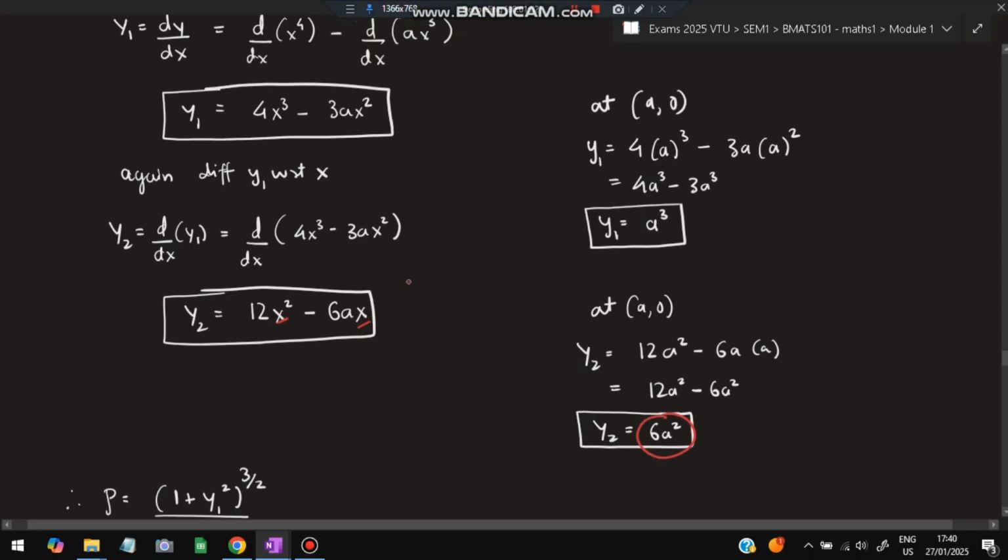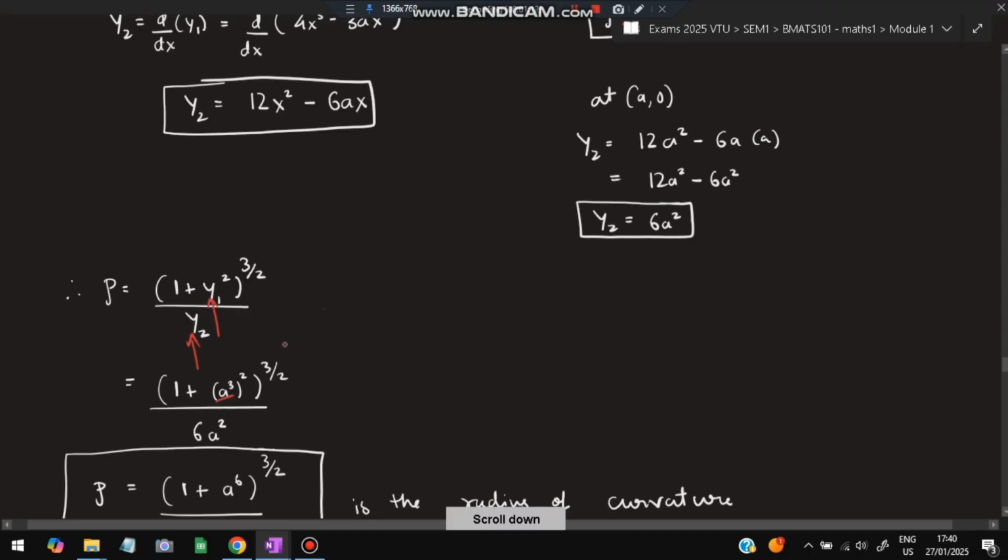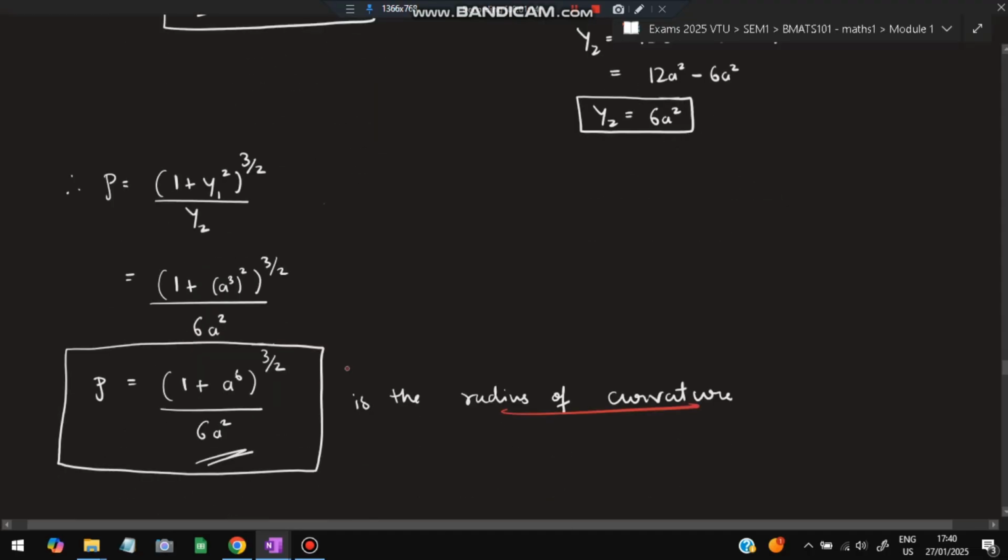We have y1 value, we have y2 value. The radius of curvature formula is this one, we just derived in the previous question. So we'll substitute y1 as a cube and y2 as 6a square. When you do that and simplify, we'll get the radius of curvature. So for all these questions you have to do the same thing.